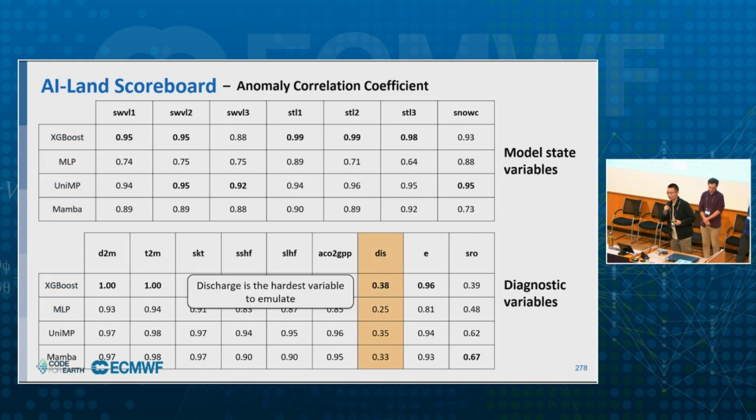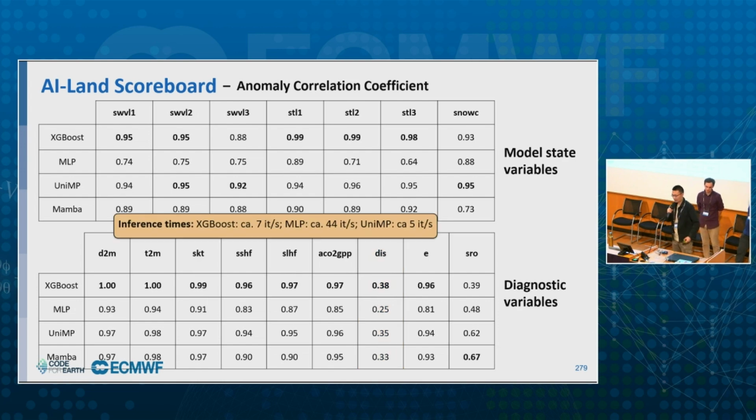And despite the difference in model performance among these 4 types of machine learning emulators, all of them can achieve a very good performance for most of the variables. The only exceptions are discharge and surface runoff. Here for all these machine learning emulators, the anomaly correlation coefficient is lower than 0.5, which means there is a very low emulation performance for all these 4 models.